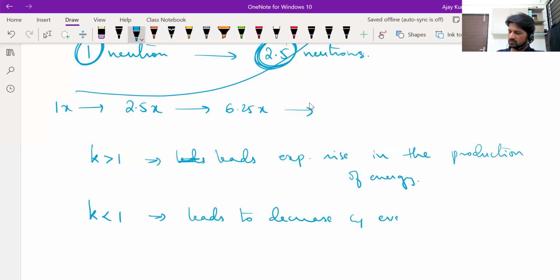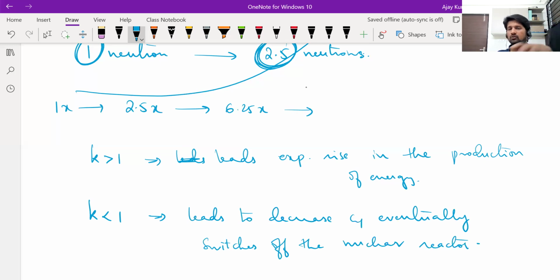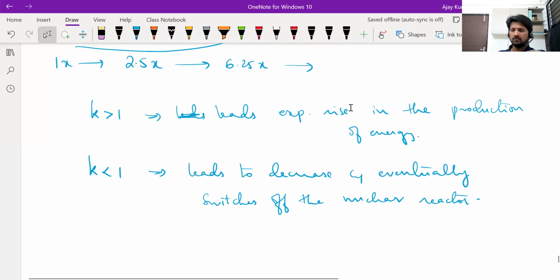Leads to decrease and eventually switches off the reaction, or the reactor, you can say. So we need to keep K close to 1. So what will happen? They introduce a few neutrons, they allow the reaction to happen.